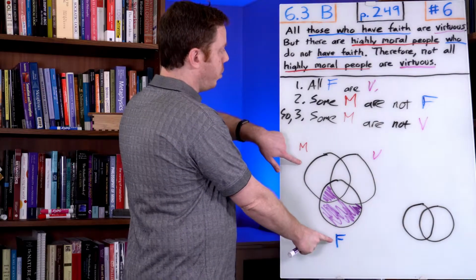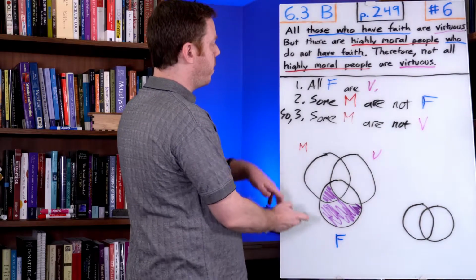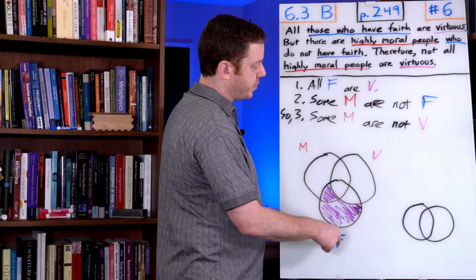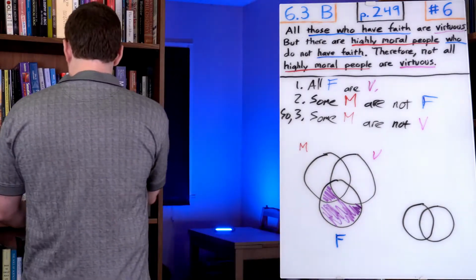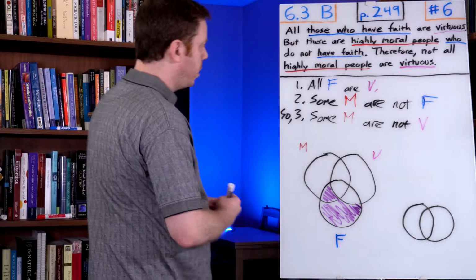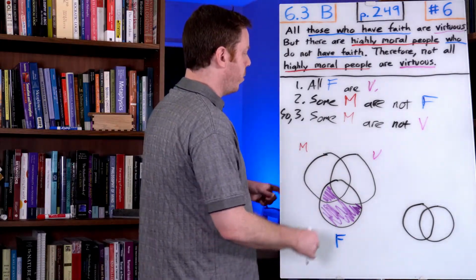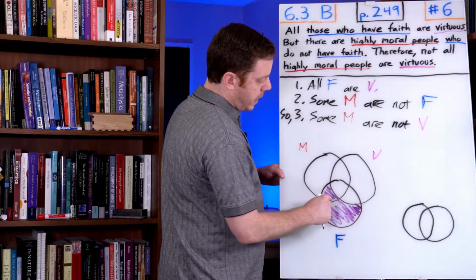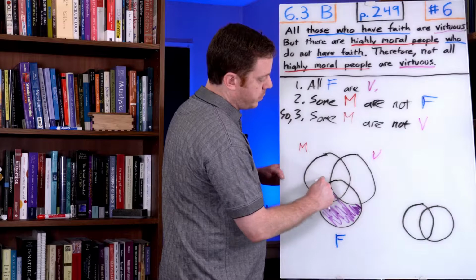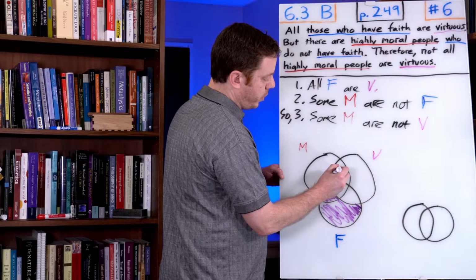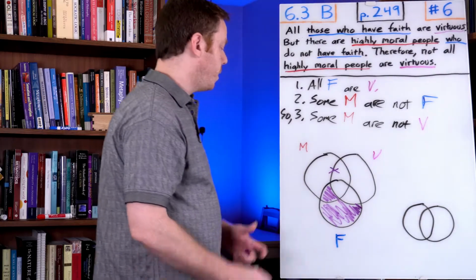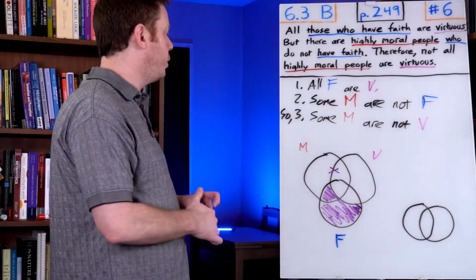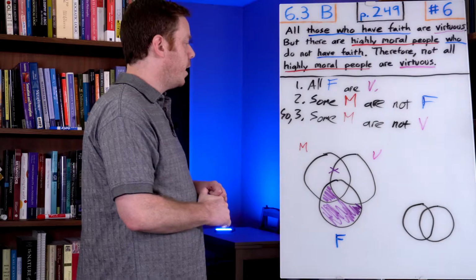Number two, some M are not F. We're going to look at these two. It's saying there's something in the M circle that is not in the F circle. So where is that going to be? We're going to put an X somewhere. We're going to put it inside the M circle, outside the F circle. And so there's two areas that count. So that means we're going to put an X on the line, meaning there's something either in this area or that area, or maybe both. We just don't know. Good.